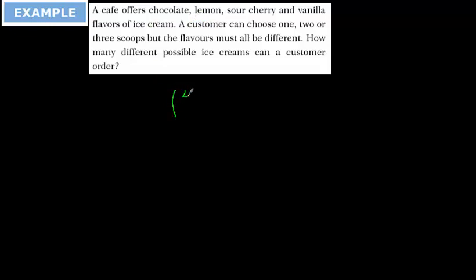So I can write like this. From 4, we can select one of them, 1 scoop. From 4, you can select 2 of them, 2 scoops. From 4, you can select 3 of them. And this is going to be the answer of the question. And when you do this question in the exam, if I ask, you're going to simplify these things. Okay.